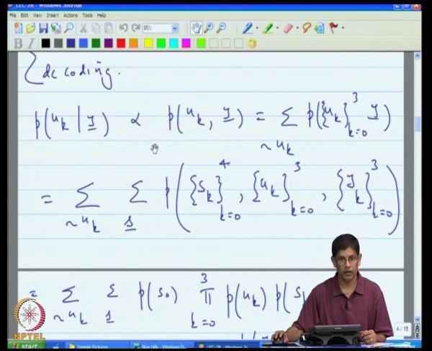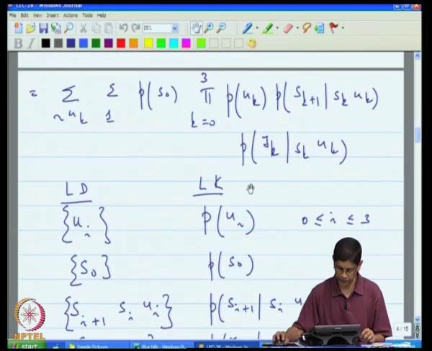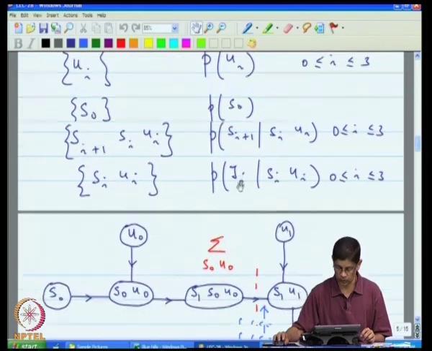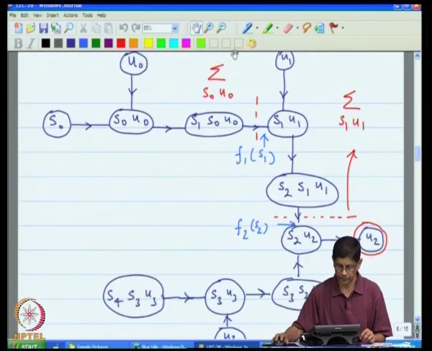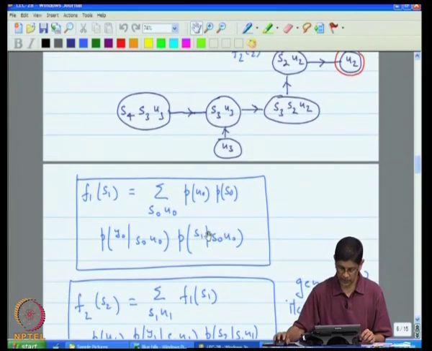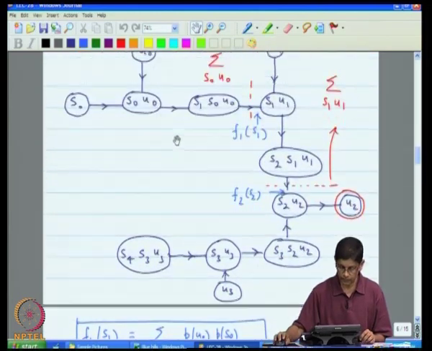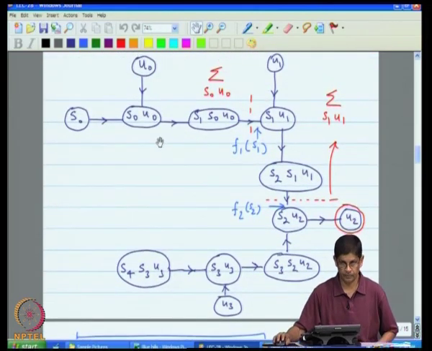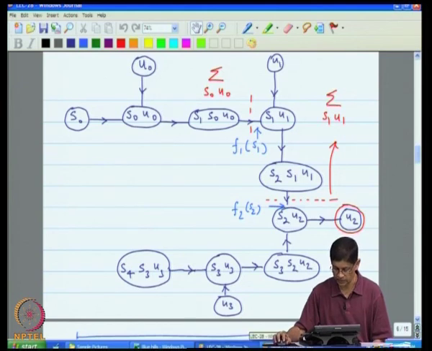And here is the MPF formulation of the maximum likelihood code symbol decoding problem. We identified the local domains and the local kernels. Then we constructed the junction tree out of this, and once you have a junction tree, our objective function, let us say in general, would be to compute the likelihood of all the message symbols. We took a particular message symbol U2 and then we showed how we could compute the objective function.